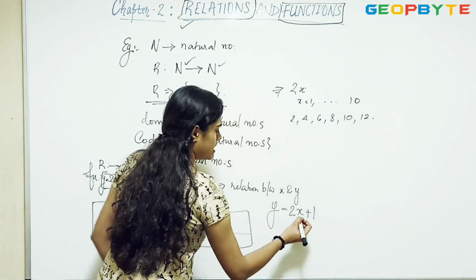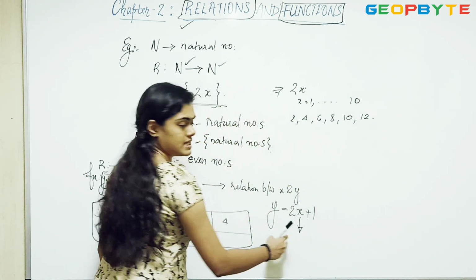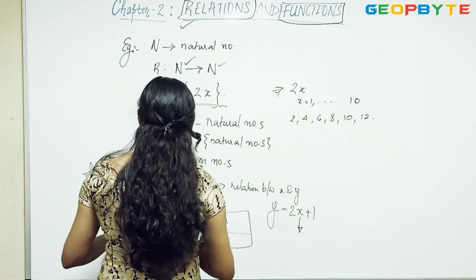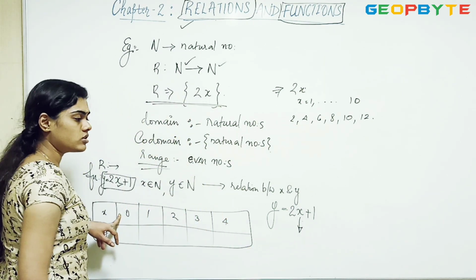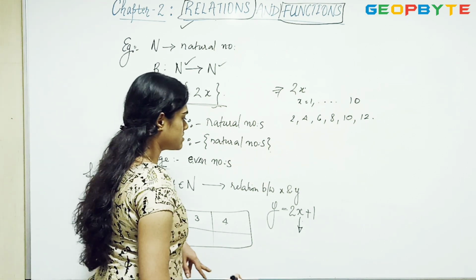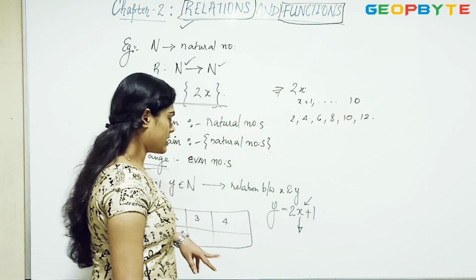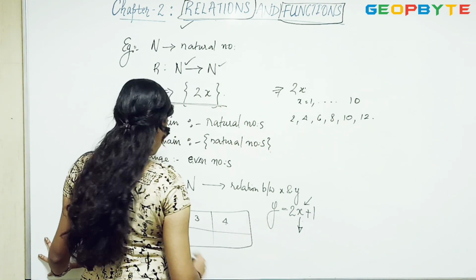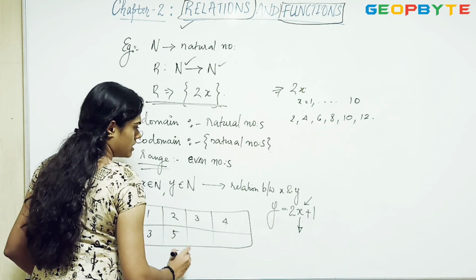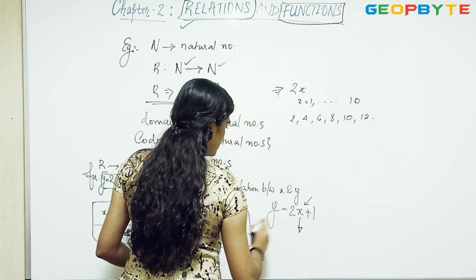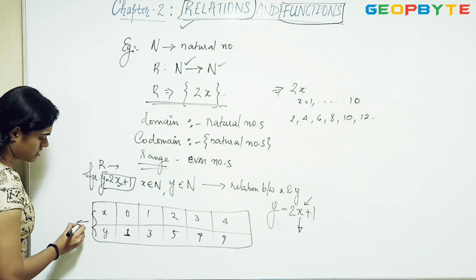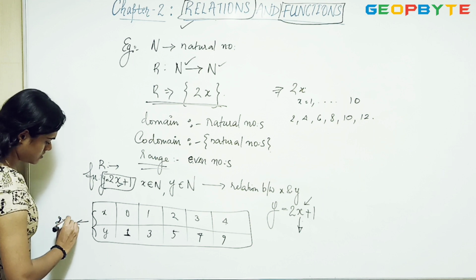So that means I have to vary x such that I get a particular y value. So what is the value of x? It is 0. So what is 2 times 0 plus 1? It's 1. And what is the value of y if x equals 1? It will be 2 into 1 plus 1, it's 3. If it's 2, 2 into 2 plus 1, it's 5. If it's 3, 7. And if it's 4, it's 9. So what is the relation between x and y? It is 2x plus 1.